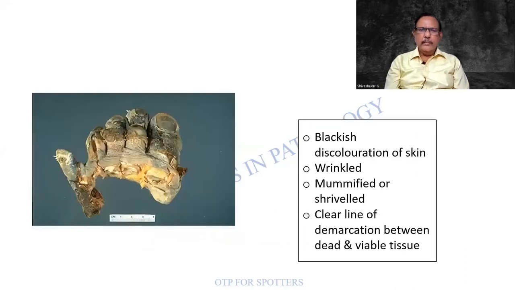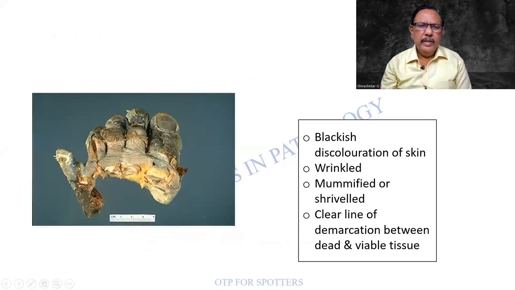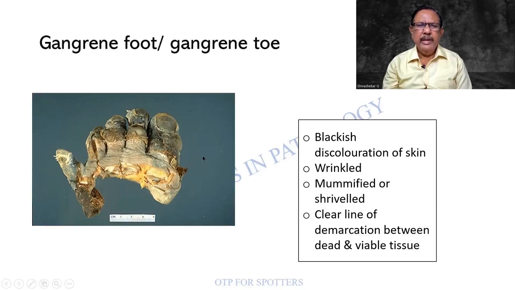This is another specimen. Obviously, you find it is the foot. I'm able to see the digits, but some of them are having a blackish discoloration. This area appears relatively healthy or viable. So there is a blackish discoloration of the overlying skin. It is wrinkled and it is mummified or shriveled, as though parchment-like. That is the exact description. And there is a clear line of demarcation between the gangrenous and the viable portion. So this is a classical example of the lesion, the gangrene foot.